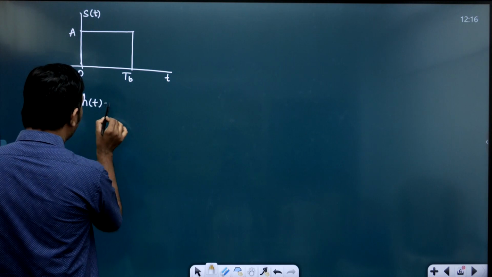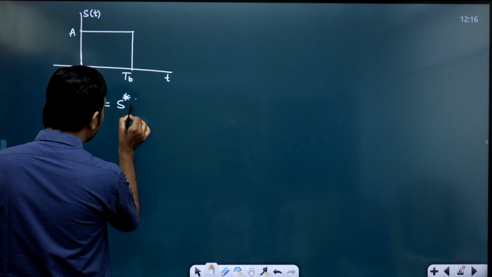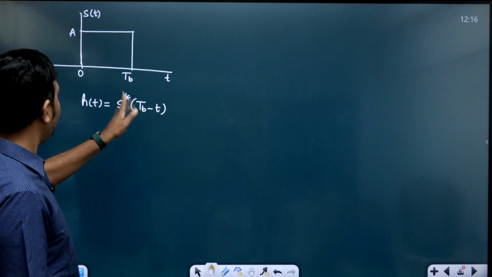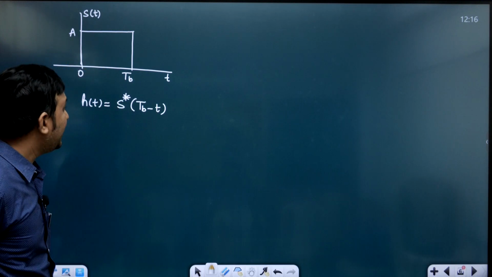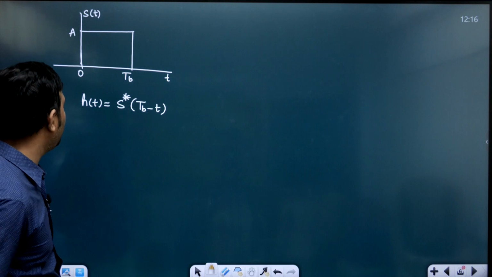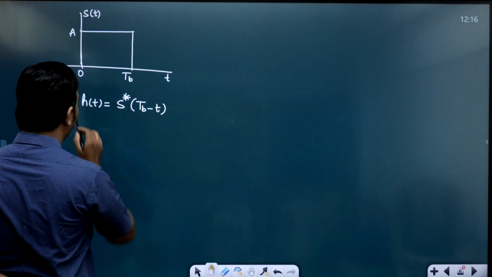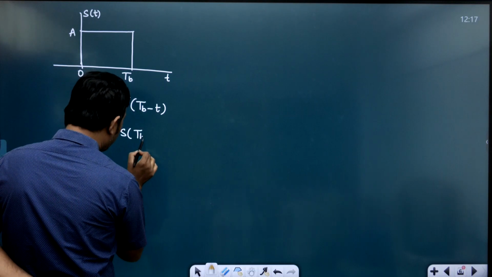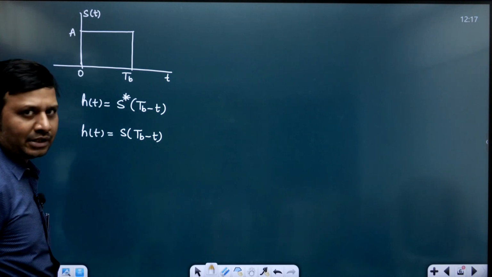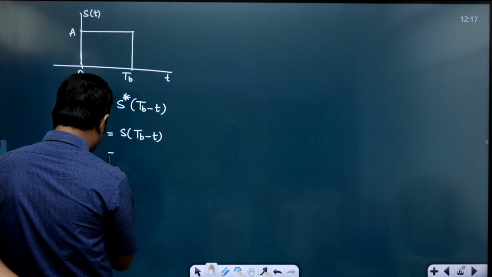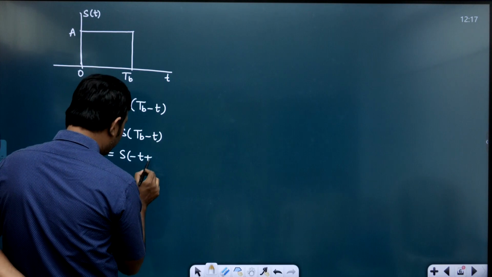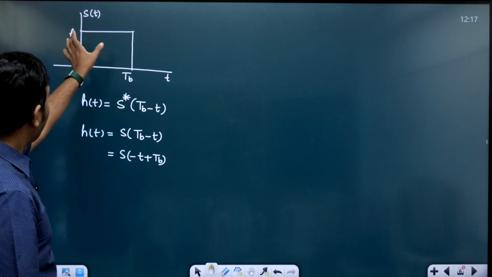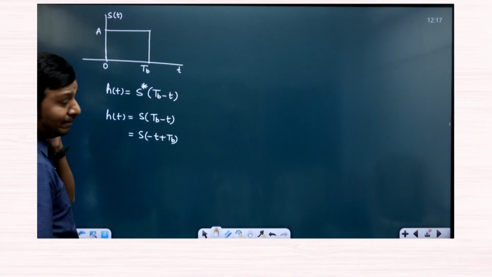Just now we have seen how to find out the impulse response of matched filter, s star of tb minus t. This is s of t. From this s of t we must go to s star of tb minus t. How are we going to reach it? See, this s of t being real, I can simplify it like this: s of tb minus t. Do you have any objection? No objection. Again, this can be written as s of minus t plus tb. Yes or no? So from s of t I must go to s of minus t plus tb.